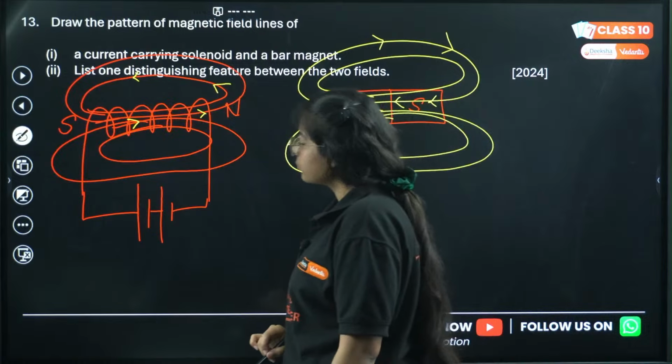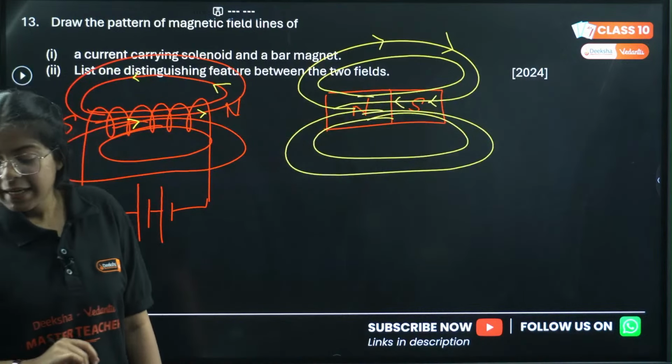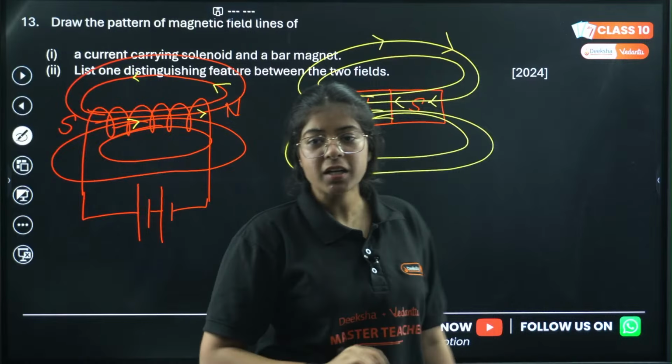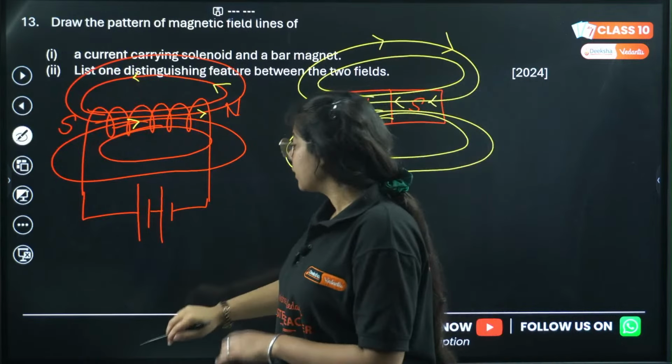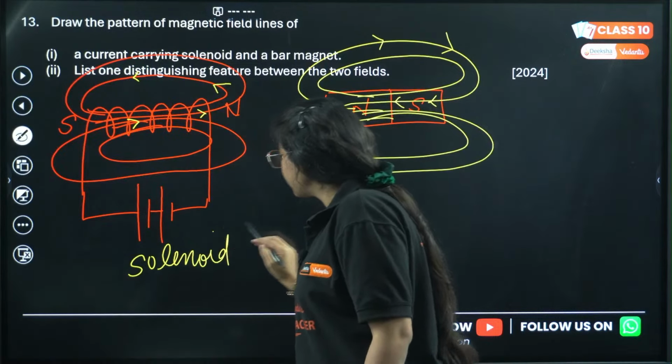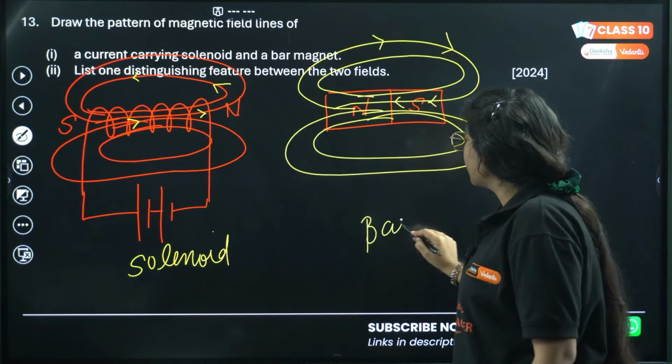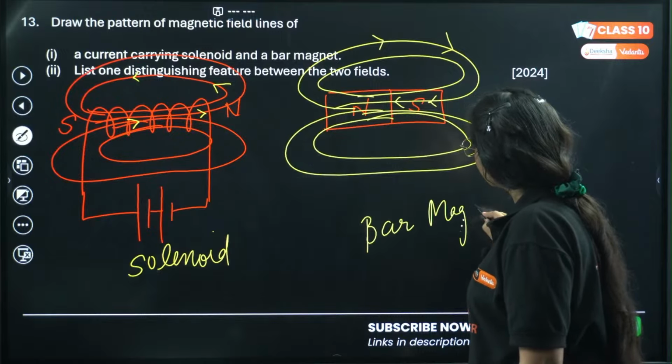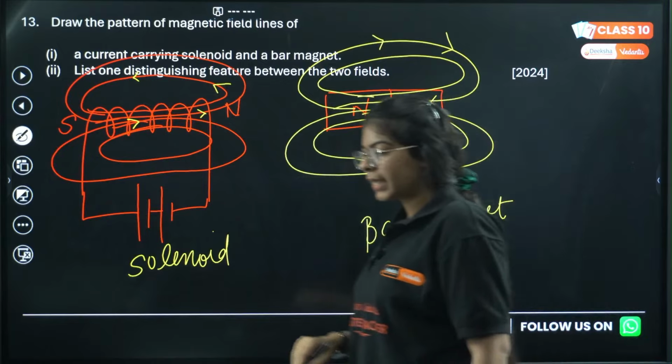Correct? B part is list one distinguishing feature between these two fields, the magnetic field of a solenoid and the magnetic field of a bar magnet. What is the difference between these two fields? Can anyone tell me?